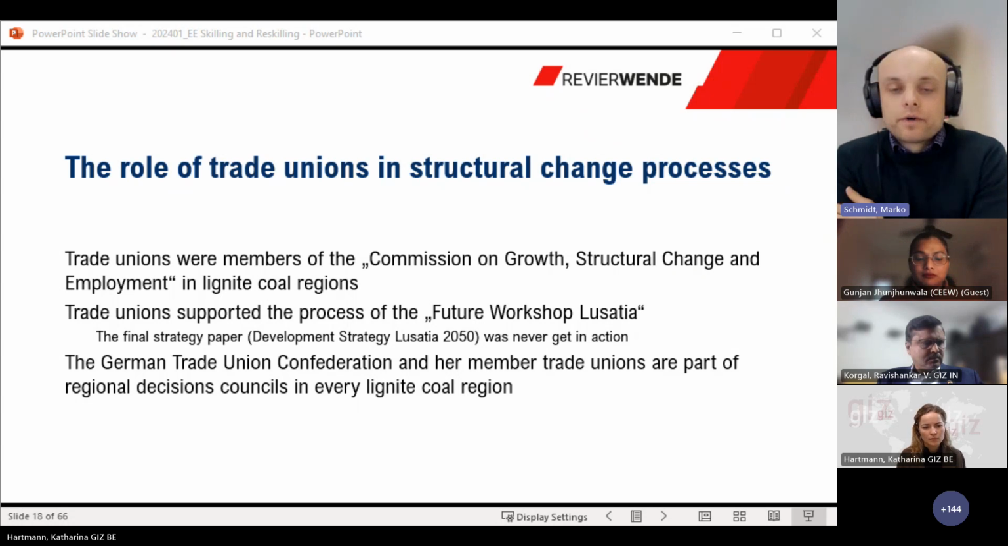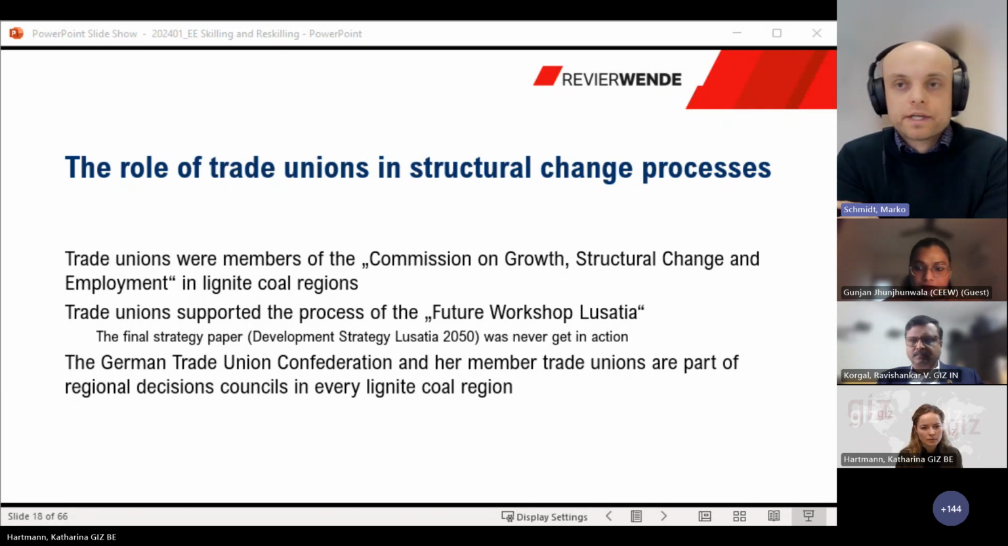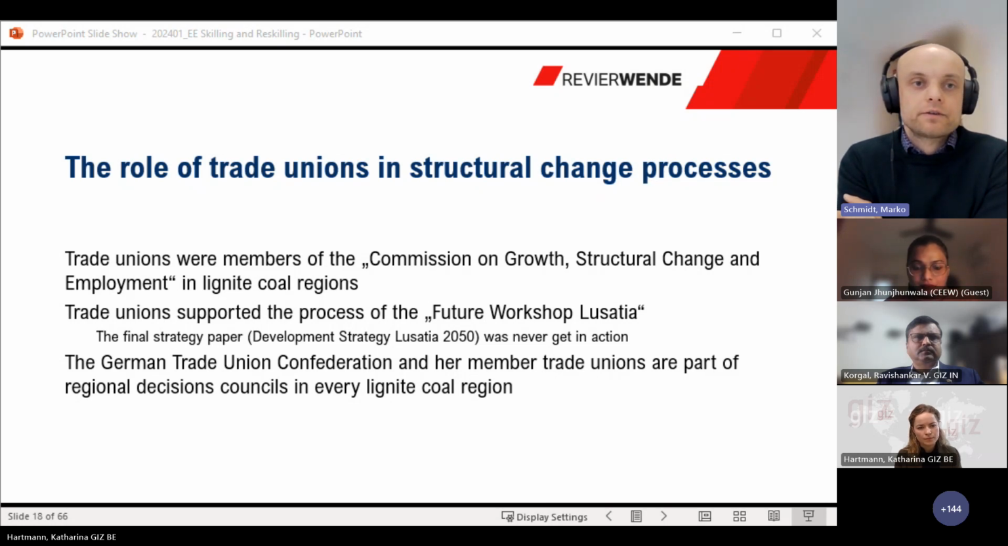Also, the trade unions are working on the regional level. An example is the Future Workshop Lausitz. About 2,000 people were involved in this process to speak about what we need in the future in this region, also about the health sector, administration, infrastructure, and so on, and also about good working conditions. This is really important because working conditions decide whether a person will stay in the coal region or leave. I think this is what we have to focus on.